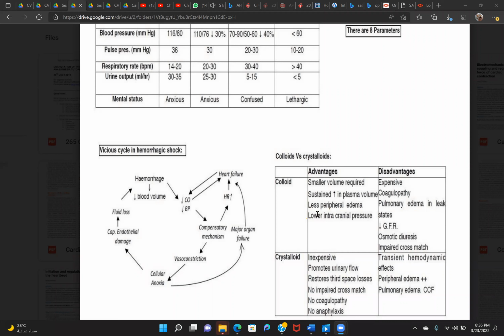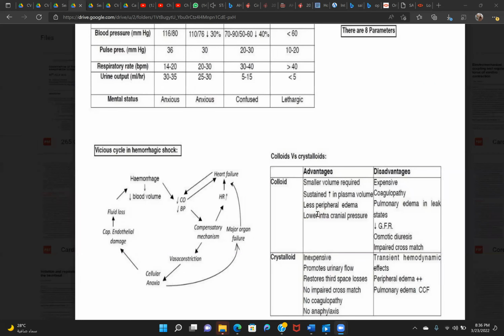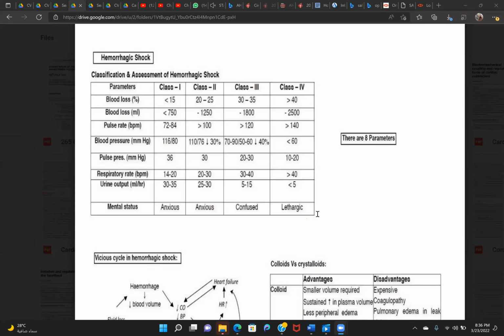So there is no single consensus on whether you should use colloid or crystalloid. You should use your own strategy according to the situation, the availability of resources, and the availability of the colloid which you have. Okay, agreed? Or any other point?